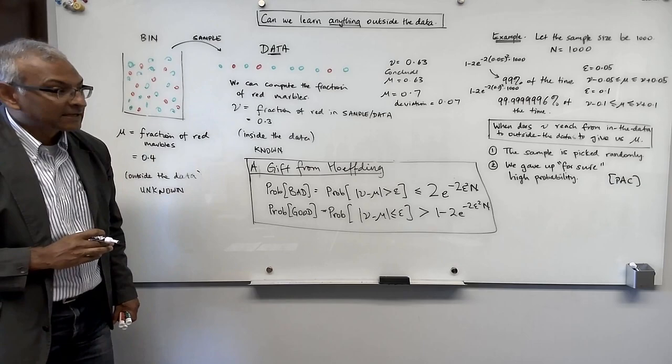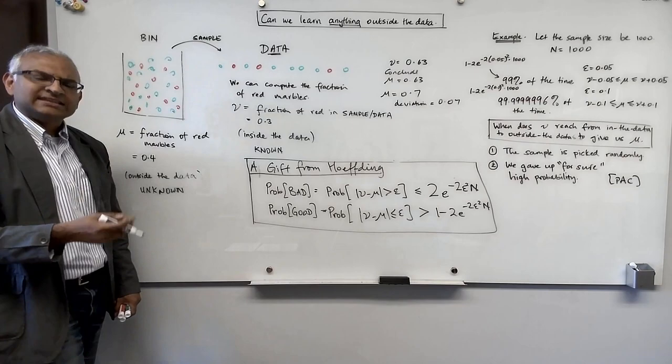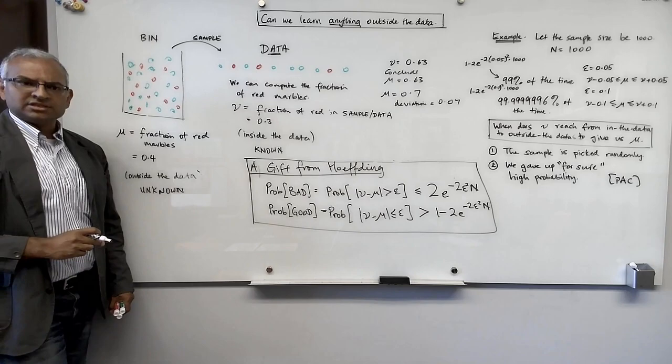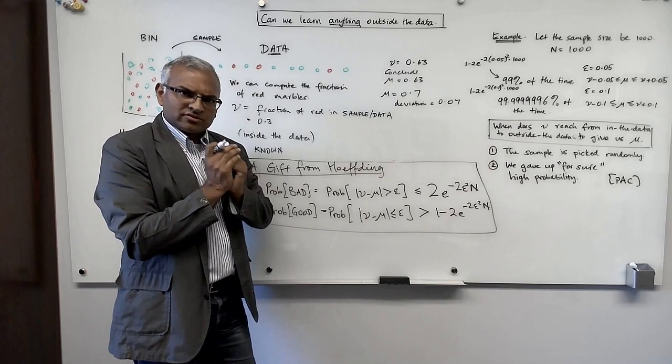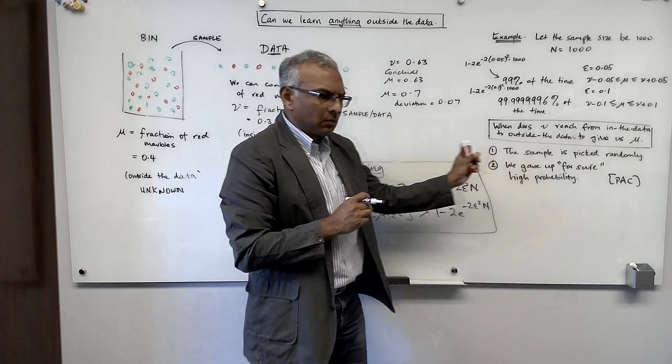So the sample is picked randomly. Technically, the term we use for that is IID, independently and identically distributed. So each marble is an IID sample from the bin. We gave up the for sure, so we're in this world of high probability. And how do we get into this world of high probability? We want as large a sample size as possible.